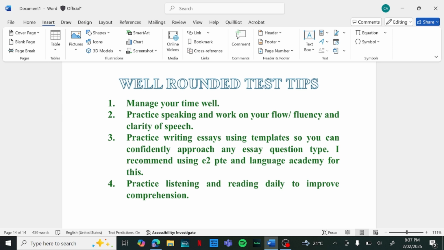3rd tip, practice writing essays using templates so you can confidently approach any essay question type, okay? I recommend using E2 PTE for this and Language Academy, okay? These are the 2 sources of materials that I used, and believe me, I would not come on here and share something that did not work for me. They really made the entire thing very simplified. You just have to keep an open mind whilst you practice.